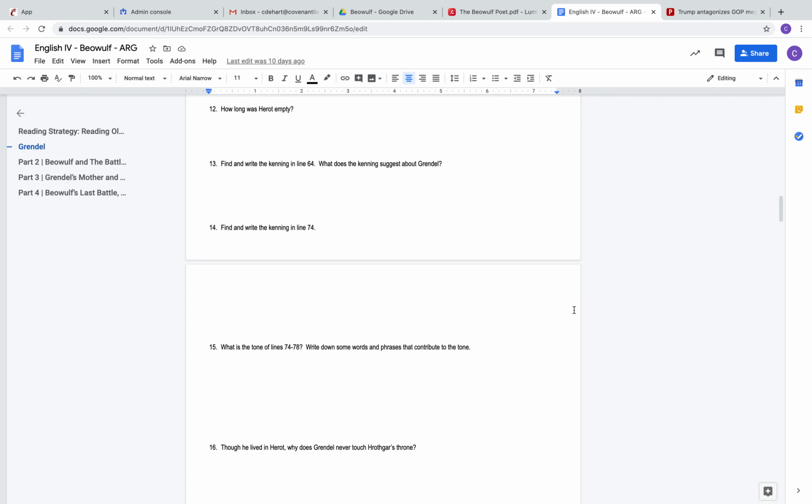So even though Hrothgar was defeated and sad and mourning still 12 years later, those around him, his counselors, so to speak, they were trying to come up with a plan. How can we take our place back? How can we kill Grendel? How can we rid ourselves of this affliction that is on us, this evil that is on us?